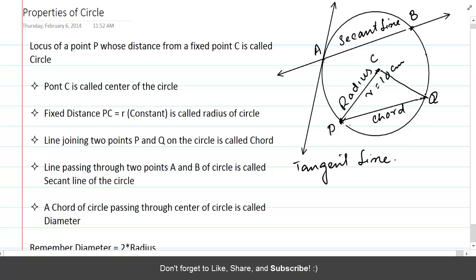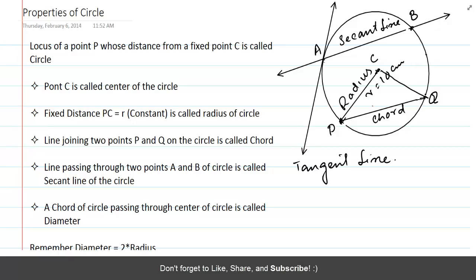Now remember this, that line segment means that it doesn't extend beyond Q on that side and doesn't extend beyond P on this side. So this is only a portion of the line. That's why it is called a line segment. It's contained, and it ends on both sides. Therefore, the line segment PQ, which joins both the points P and Q, where P and Q are points on the circle, is called a chord of the circle.